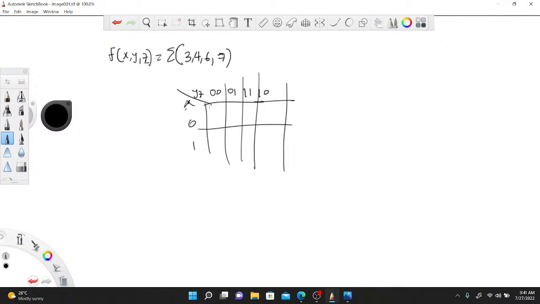With this one, you'll be able to fill it in. This one is 0, this one is 1, this one is 2, this one is 3, 4, 5, 6, 7. You write it like this, and then 3, you put 1 here. 4, you put 1 here. 6, you put 1 here, and 7, you put 1 here. Then you draw your circles around them. This is one group, and this is another.